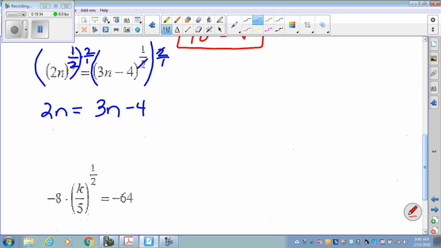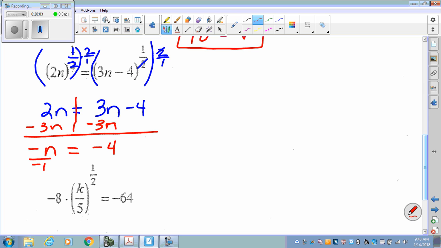And then now I want the n's on one side, n by itself. Okay, so I will go ahead and, actually, I have a number here, so I'm going to just subtract 3n from both sides. 2 minus 3 is -1, so I have -n equals -4. And so to make both sides the same, n's got to be 4. So I can divide by -1, divide by -1, and I get n equals 4 for my solution for that one.